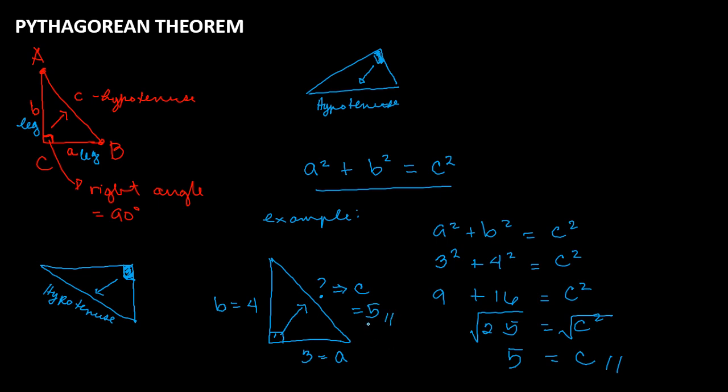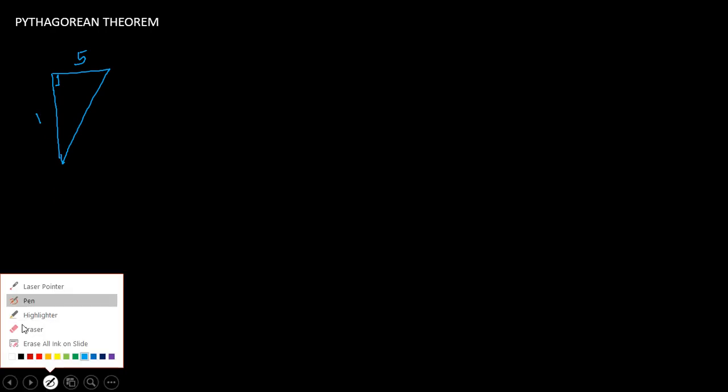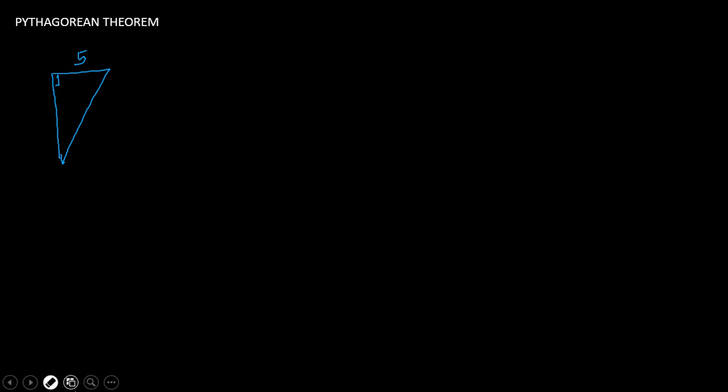Now, it's good to have another example for mastery. Now, let us try to have another example here. Shall we say we have here a triangle. And this side is equivalent to 5. This side is equivalent to, shall we say, 13.